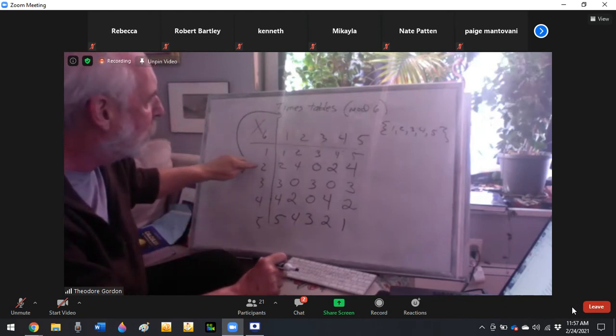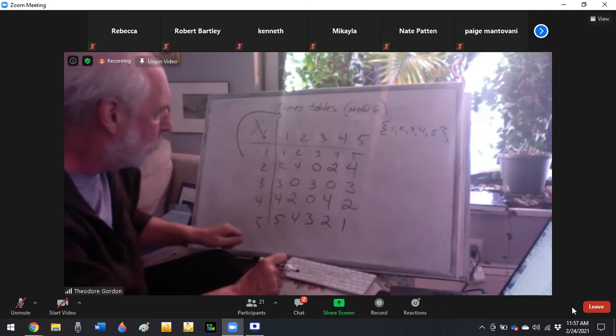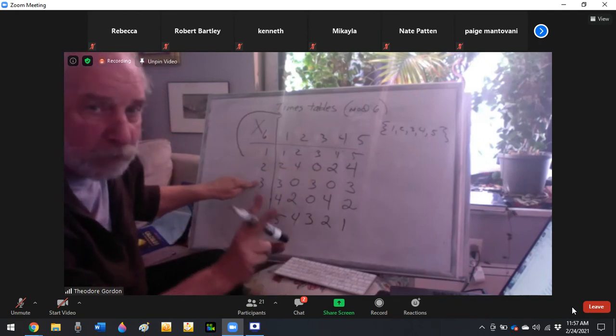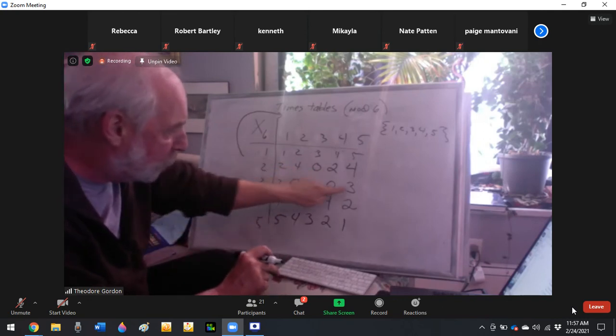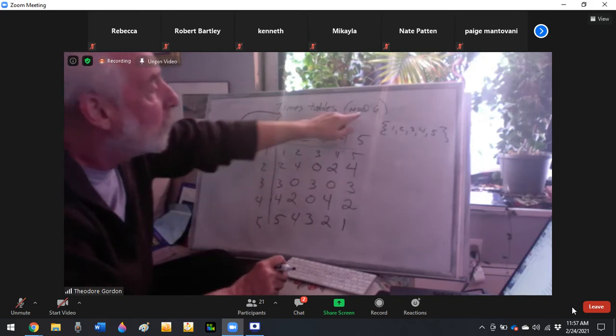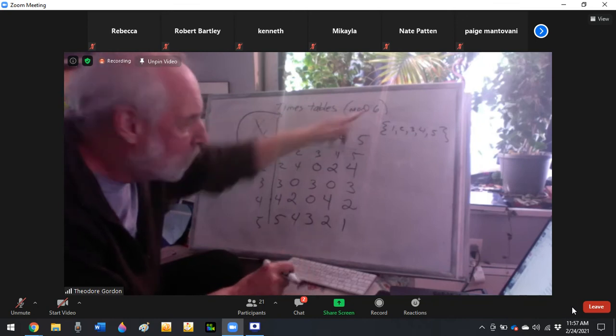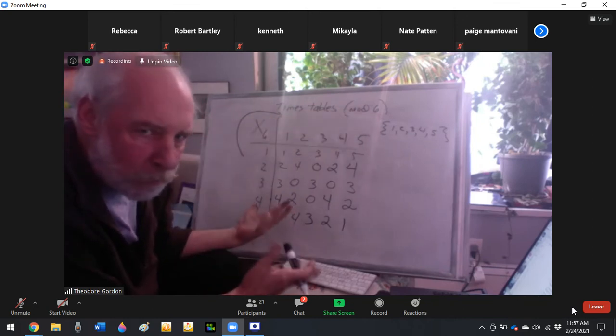How many times does 2 go into 6? 3 times, and we get 3 different digits here. 3 goes into 6 twice, and we get 2 different digits. 4 and 6 share common factors. So when you have a mod that's even or not prime, you have wonky things happen.